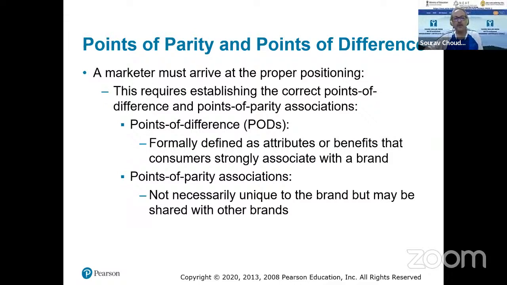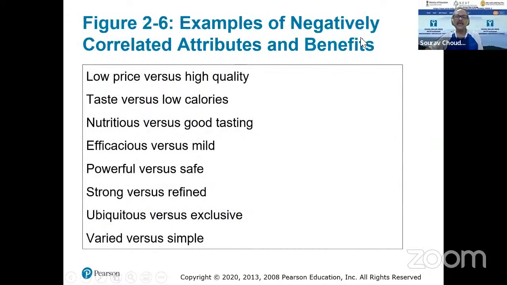Correct. So point of difference, point of parity, both are important. Okay. So examples of negatively correlated attributes, and this is very interesting. These are things called negatively correlated attributes. These are few of them. Low price versus high quality.